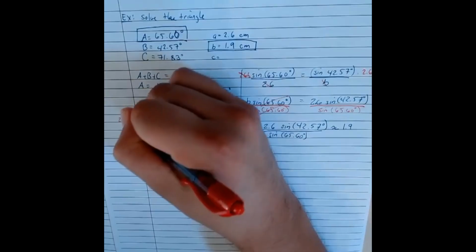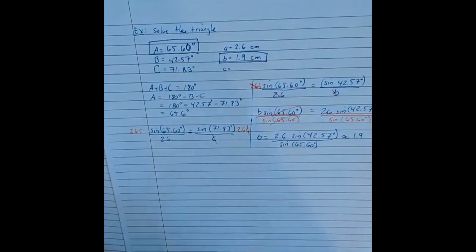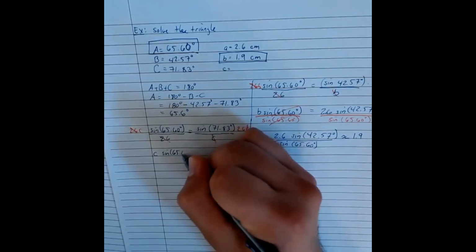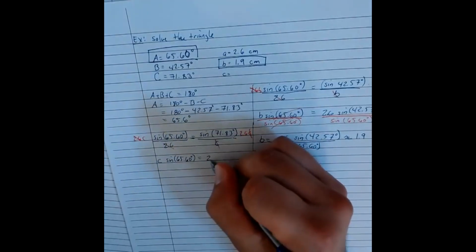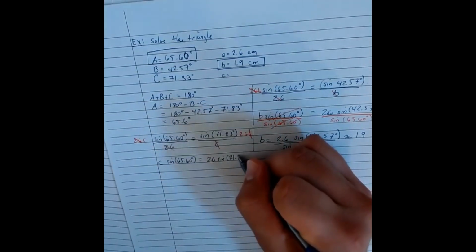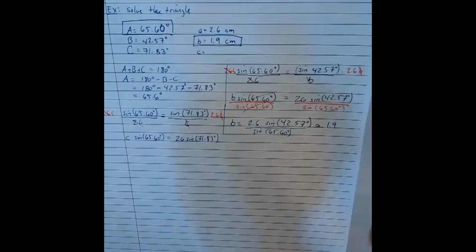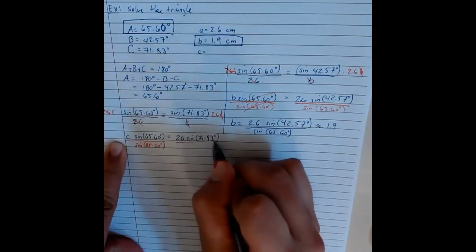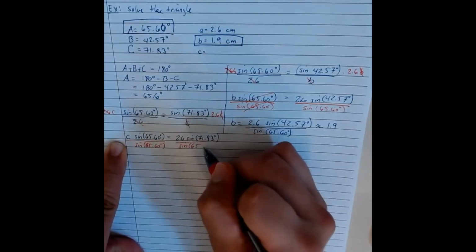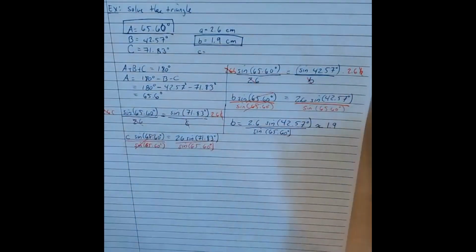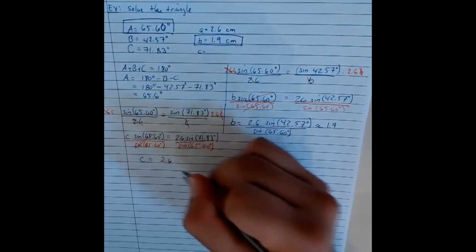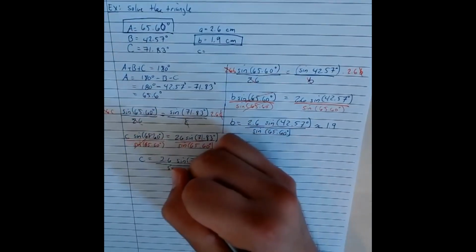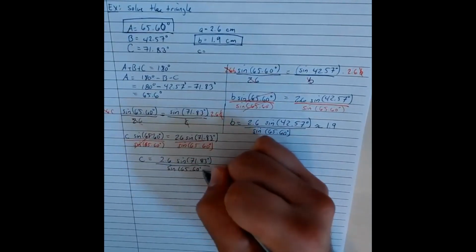Here, let me multiply both sides by 2.6c. Here the c's divide away, and here the 2.6 divides away. And this will leave us c times the sine of 65.60 degrees is equal to 2.6 times the sine of 71.83 degrees. Just like that. And now if we divide both sides by the sine of 65.60 degrees, these divide away, and I'm left with C is equal to 2.6 times the sine of 71.83 degrees over the sine of 65.60 degrees, just like that.